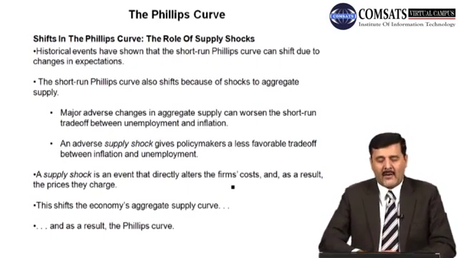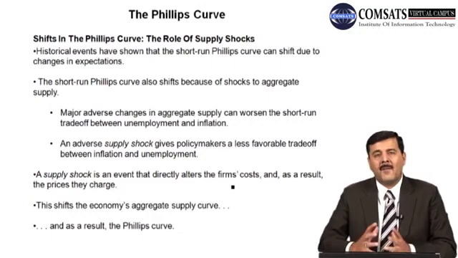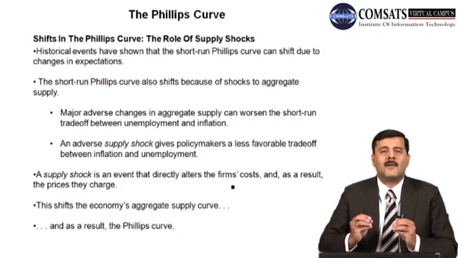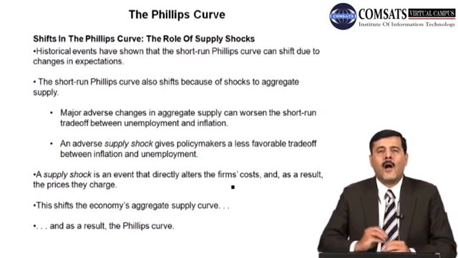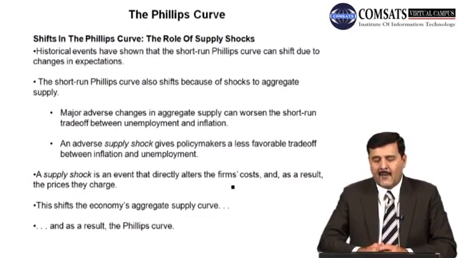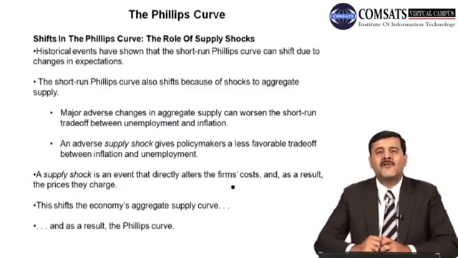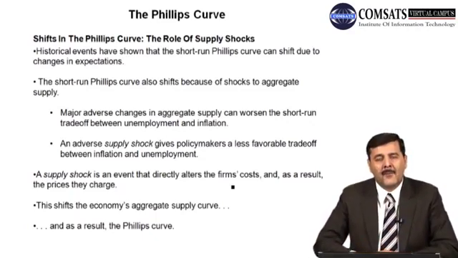Now a supply shock is an event that directly alters the firm's cost, right? So जब भी हम सप्लाई की बात करते हैं तो फर्म्स की बात होती है, और सप्लाई में जब चेंजेस आती हैं तो of course this change can affect the cost of the firm, and as a result जब cost effect होती है तो this will bring a change in the price of the product.